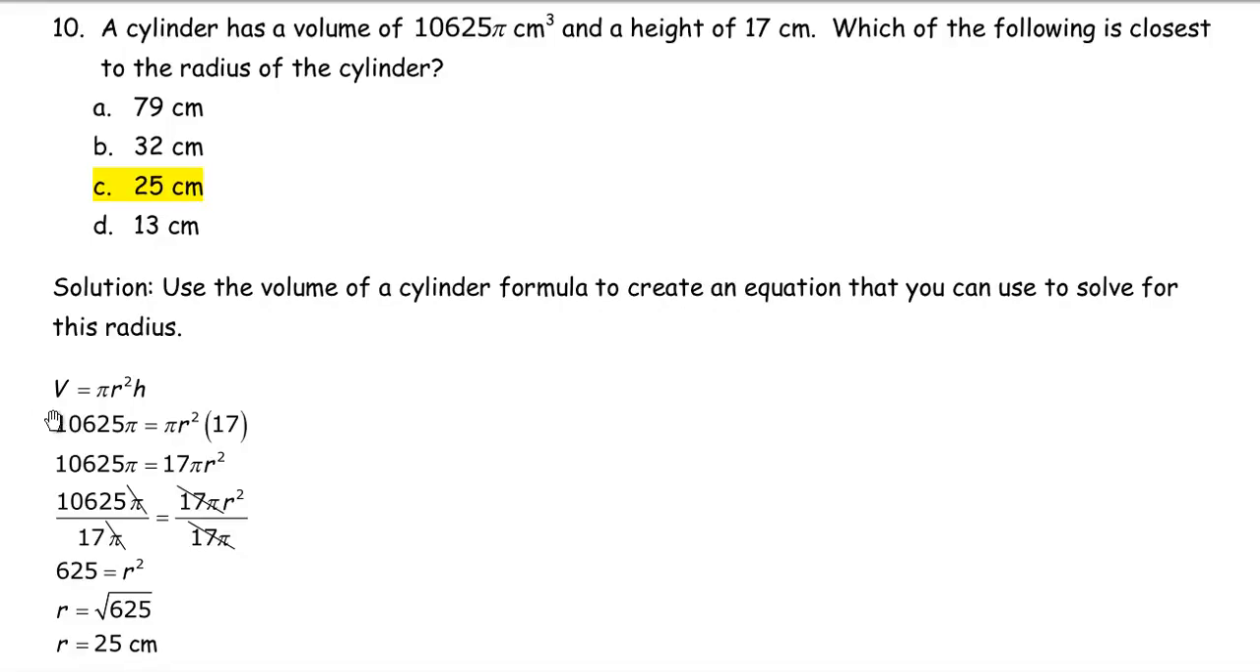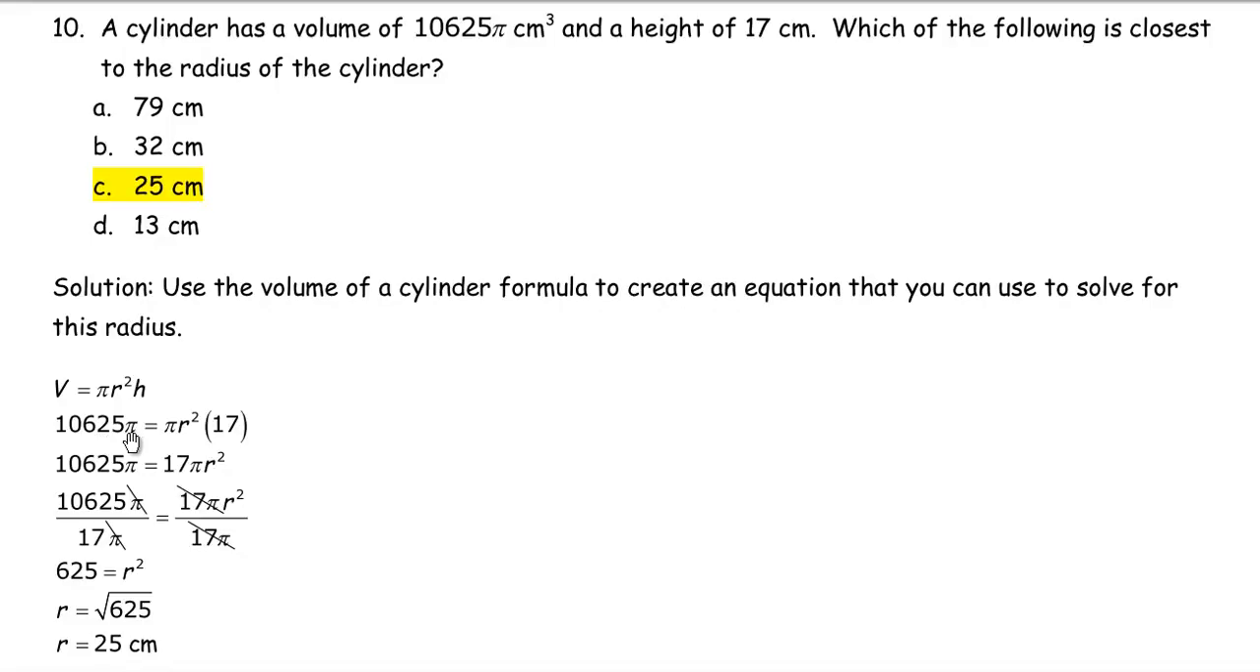Now, all I did from this line to this line is I just put the 17 in front because we normally write things with the terms with a number first. So instead of saying pi r squared 17, the more conventional way to say it is 17 pi r squared. And I want to isolate for r here. So I want to first of all get rid of this 17 pi, so I'm going to get the r squared alone.